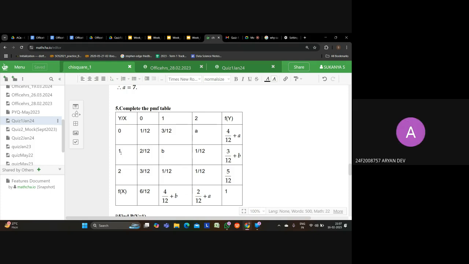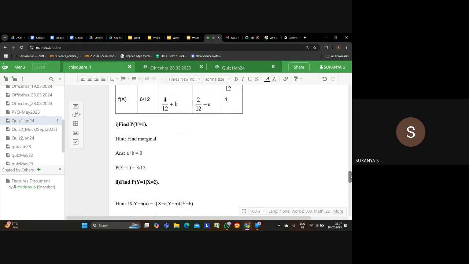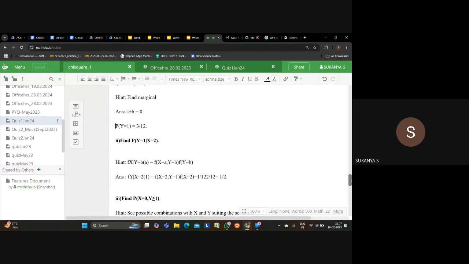1 by 12, divided by the probability of x is equal to 2, which is 2 by 12. So what do you get the conditional as? 1 by 12 divided by 2 by 12, right? So you get it as 1 by 2.